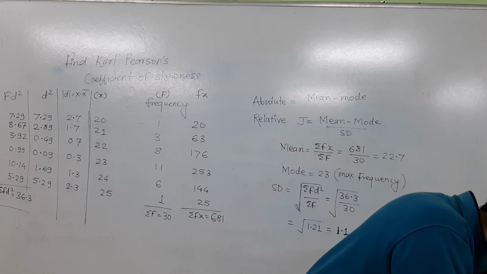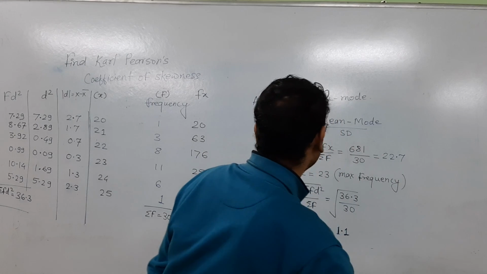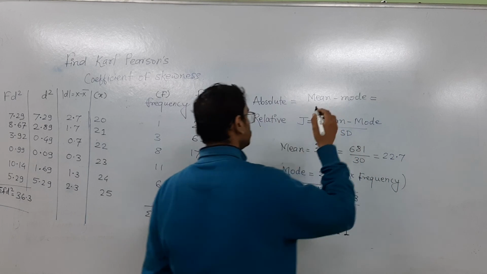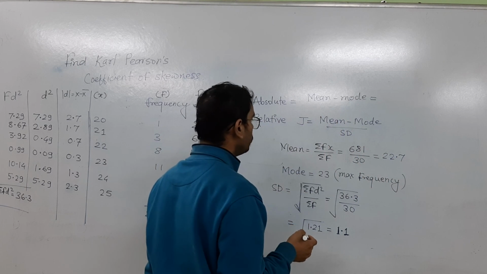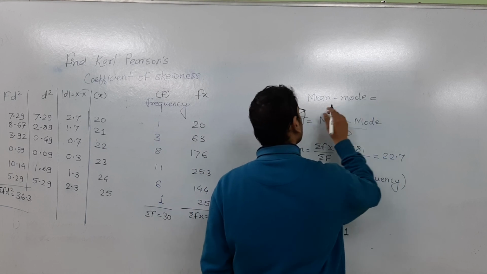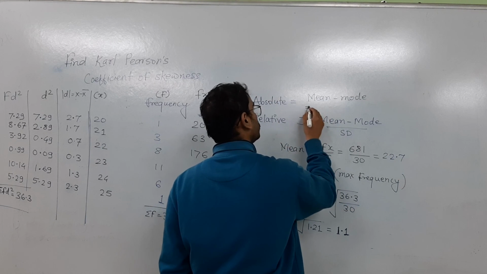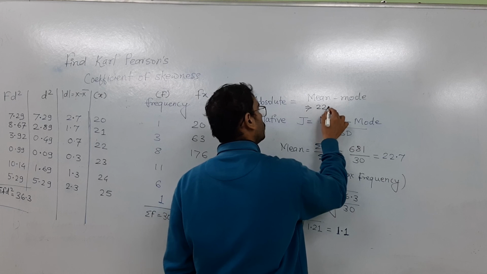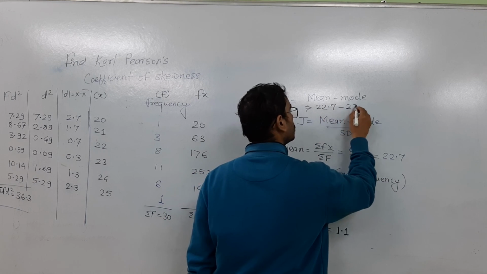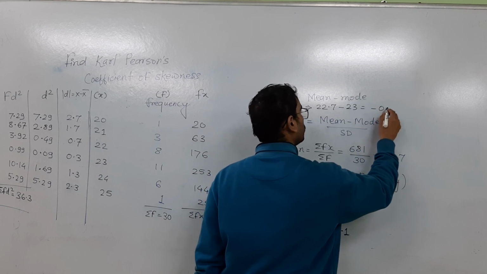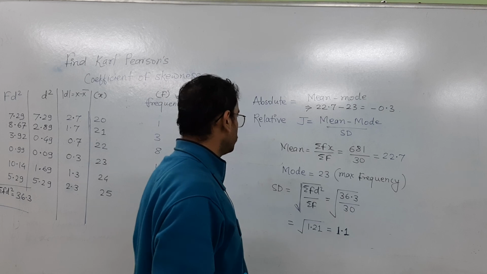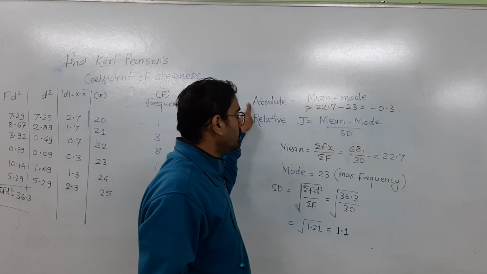So in this way we got the answer, and we also have to find the absolute measure. The absolute measure is very simple. Mean is 22.7, so I am calculating it here. 22.7 minus mode, which is 23, gives minus 0.3. That is the absolute skewness.